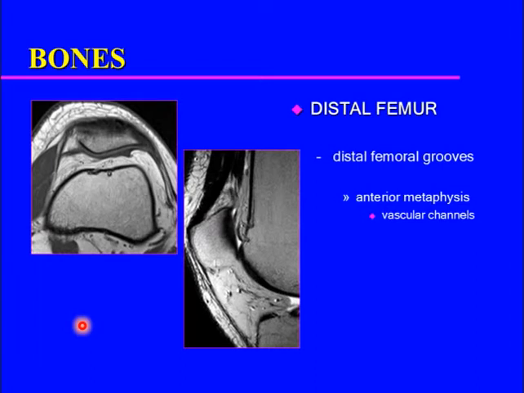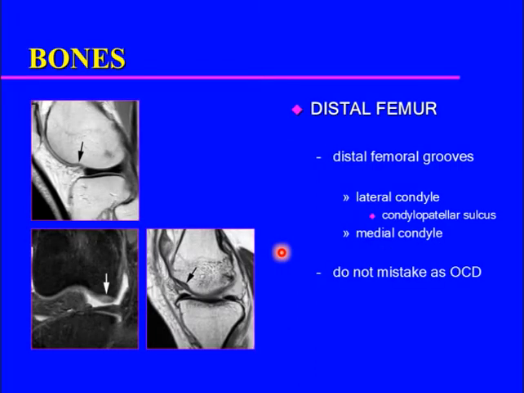In the distal femur, there is something called the distal femoral groove, which is seen in the anterior aspect of the metaphysis, and it corresponds to vascular channels supplying the bone, like this small dot here, this groove here. You can see these are not defects, not pathologies. These are normal anatomical channels, vascular channels, arteries and veins supplying the bone. So when you see them, don't be worried that there is something wrong with the femur. It's just femoral grooves.